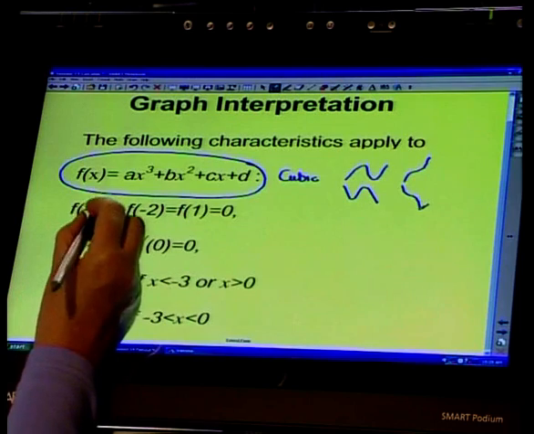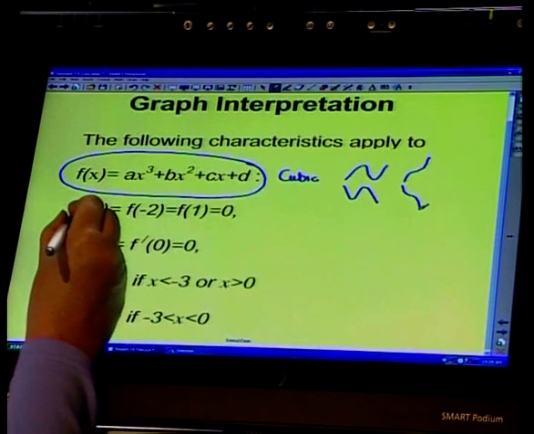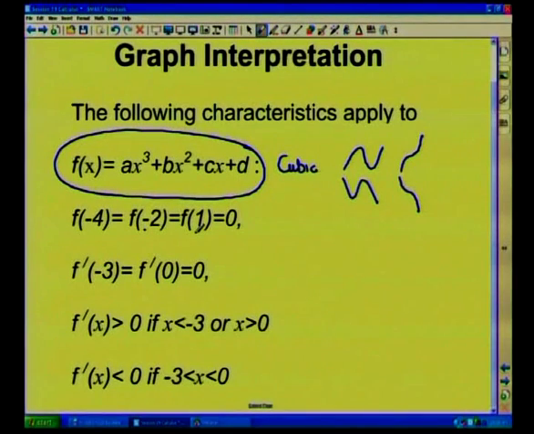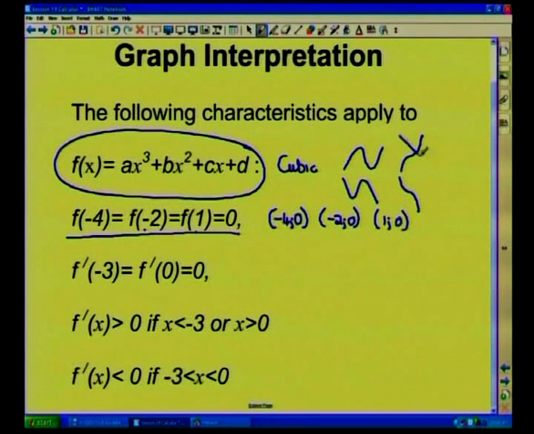Now over here, they're saving on space. They're saying the f of minus 4, the f of minus 2, and the f of 1 equals 0. So in other words, we have a coordinate minus 4, 0, a coordinate minus 2, 0, and a coordinate 1, 0. So the fact that these are all x-intercepts, as you can see, because the y is 0 every time, means that those options are not going to be possible in this particular question. So we're definitely dealing with the left-hand side graph and not the right-hand side one.